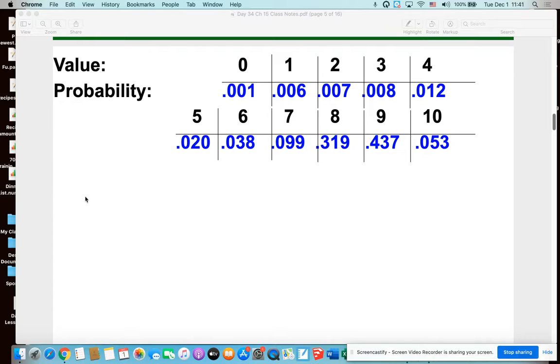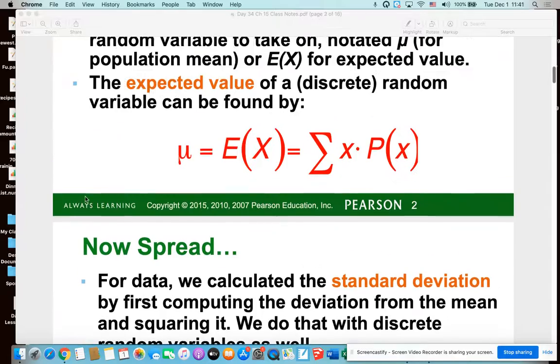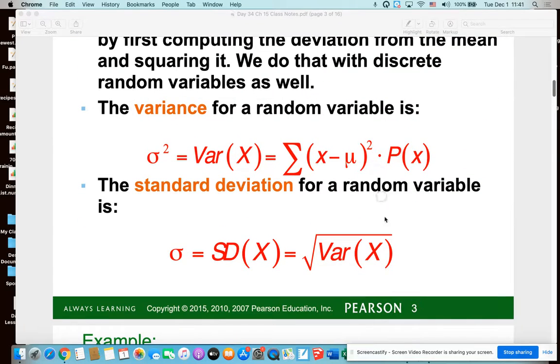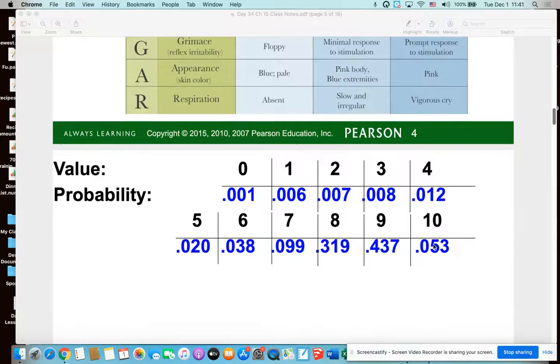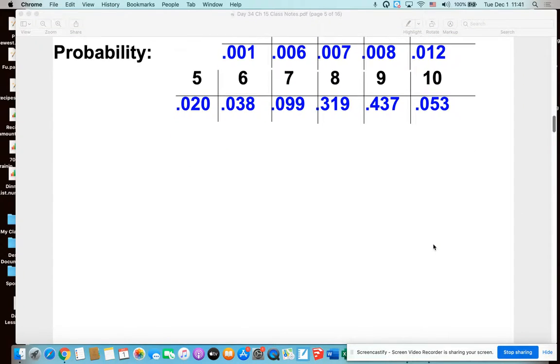If you'd like to try this on your own right now, pause the video and then calculate your mean and your standard deviation using these formulas. So we're going to use this formula right here for the mean, and we're going to use this formula here for standard deviation, well, variance first, and then get your standard deviation. Okay, so try that, pause the video, and then come back. Okay, so here comes the solution then.